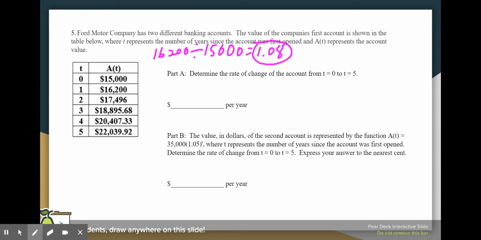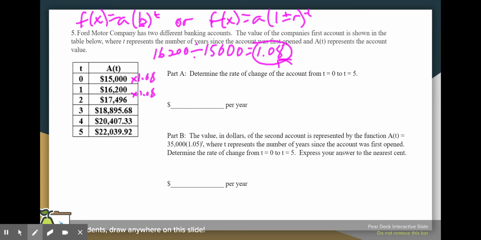So the equation was f of x equals a times b to the t, or f of x equals a times 1 plus or minus r to the t. I can see this is bigger than 1, so it's plus r. And this is my b, because this is what I'm multiplying by every time. Because 15,000 times 1.08 gives me 16,200, times 1.08 gives me this. So that's what my b is.